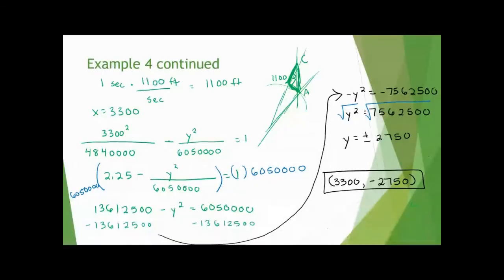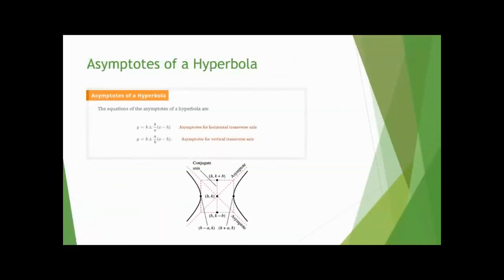Okay, so this brings me to my last slide, which were the asymptotes of a hyperbola. They're basically equations of the lines. They talk about the conjugate axis, where if you have a horizontal, then the conjugate axis would be vertical. And then there's the equations here. It's the same sort of thing. You need to know H and K, and you need to know A and B.